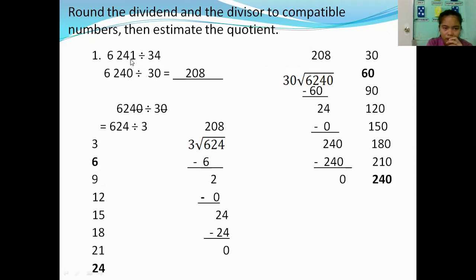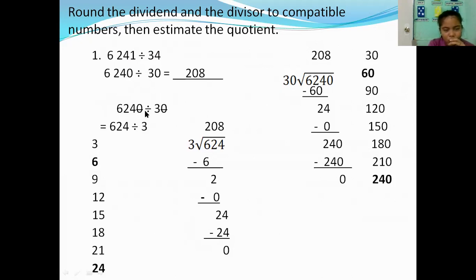We have here tens, hundreds, so we have here 4, and then the next to 4 is 1, so less than 5, so we are going to retain the number. That's why it becomes 6,240 divided by 30.